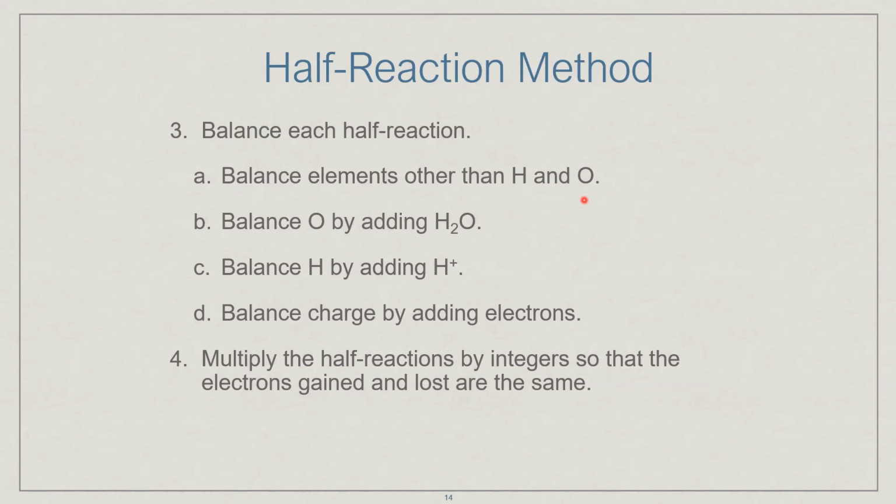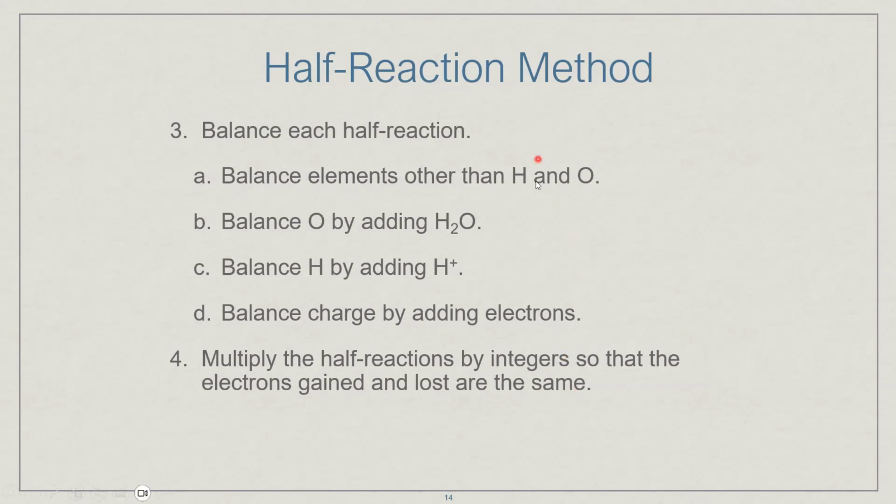And then if we've got an excess of oxygen on one side, we're going to balance that by adding water to the other. And if we've got an excess of hydrogen on one side, we're going to balance it by adding the hydrogen ion, the proton, to the other. And then just like with the mass, we need to conserve charge. So we need to have the same amount of overall charge on both sides of these equations. So if we've got an imbalance in charge, we're going to balance it out by adding electrons to whatever side is currently more positive.